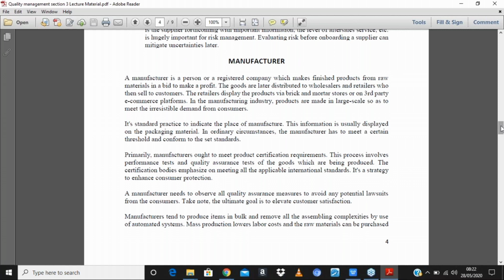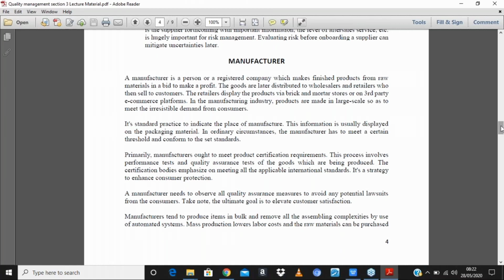Okay, so it is standard practice to indicate the place of manufacture. This information is usually displayed on the package of the material. If you want to know the manufacturer of any product, carry the product and look at the details on the back of it. Just look around. You will definitely see the manufacturers, their location, their certification, and their licensing to do what they do. It's a standard practice to indicate the place of manufacturing.